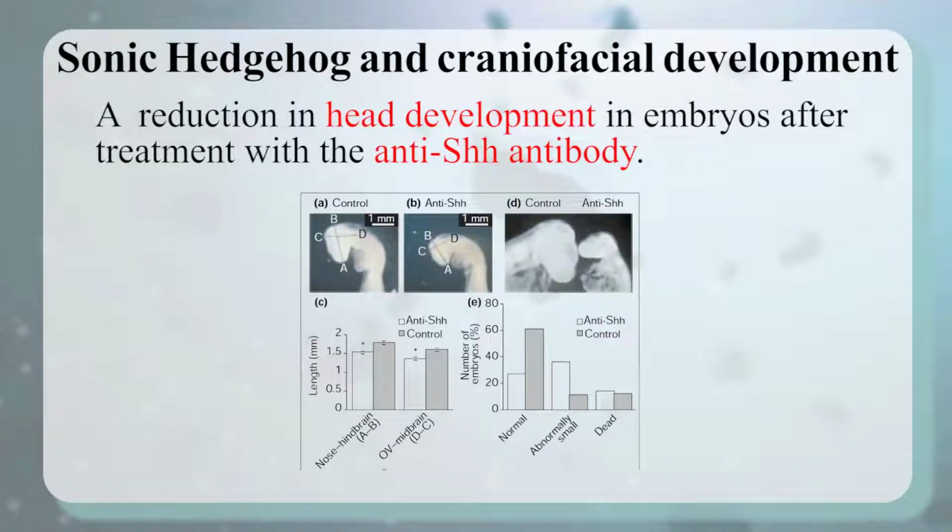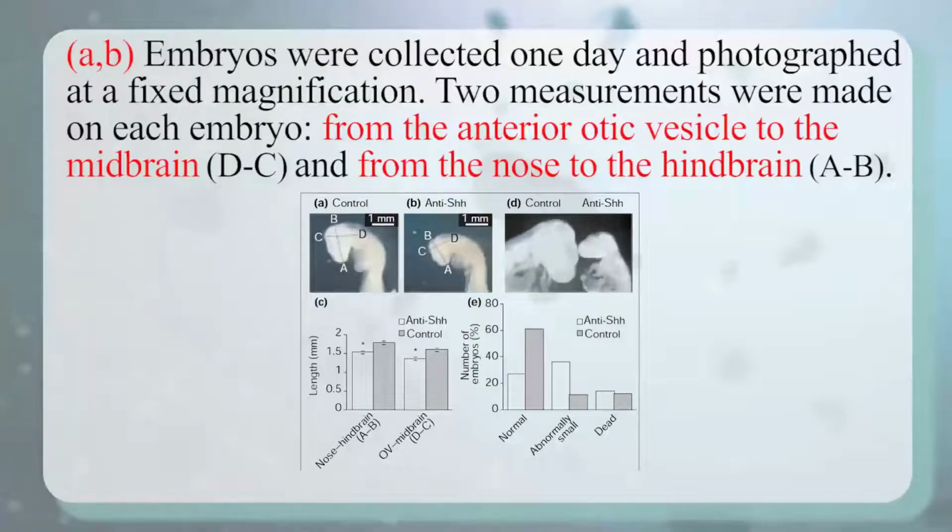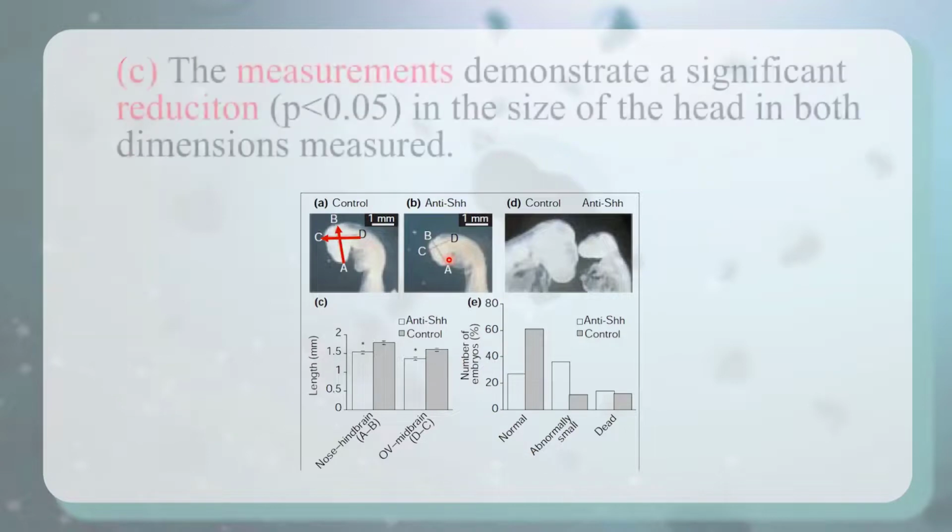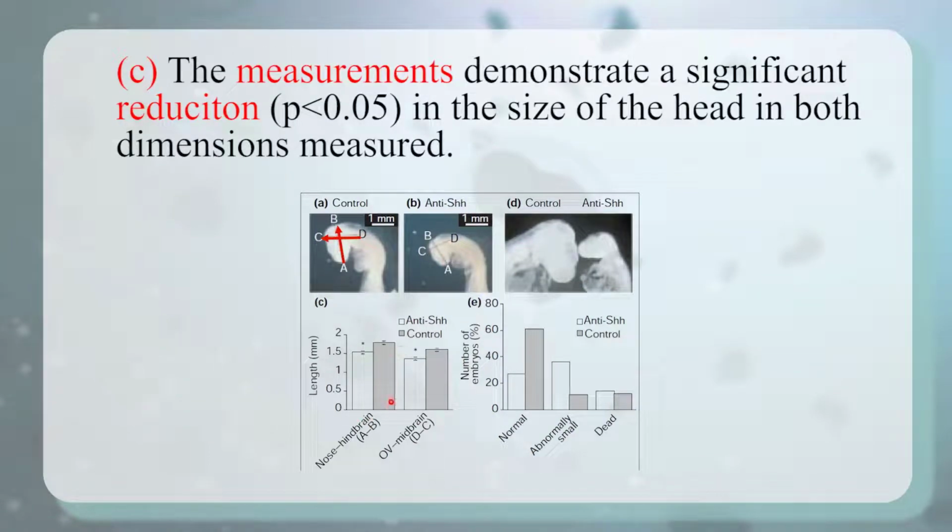This figure shows a reduction in head development in embryos after treatment with anti-SHH antibody. Figures A and B, embryos were collected one day after treatment and photographed at a fixed magnification. Two measurements were made on each embryo, from the anterior optic vesicle to the midbrain, DC, and from the nose to the hindbrain, AB. Figure C, the measurement demonstrates a significant reduction in the size of the head in both dimensions measured.